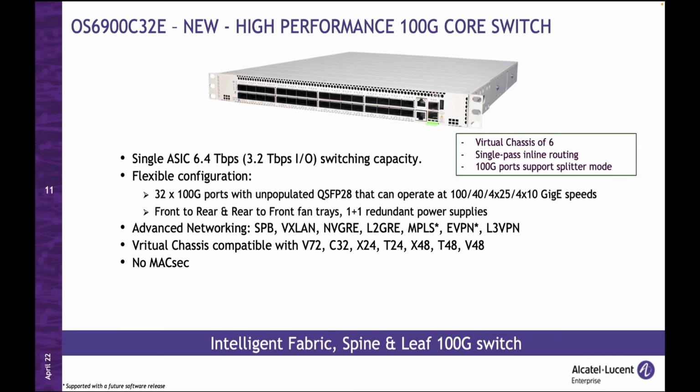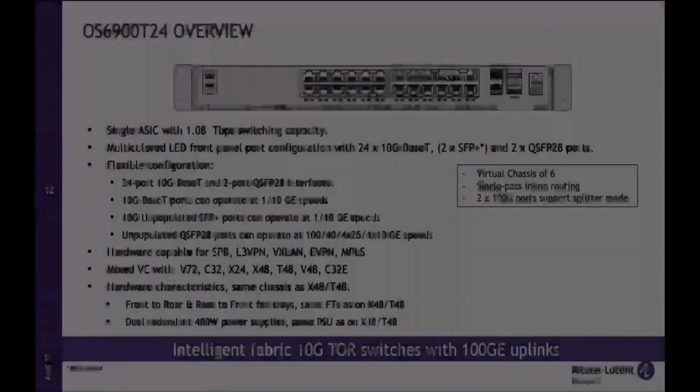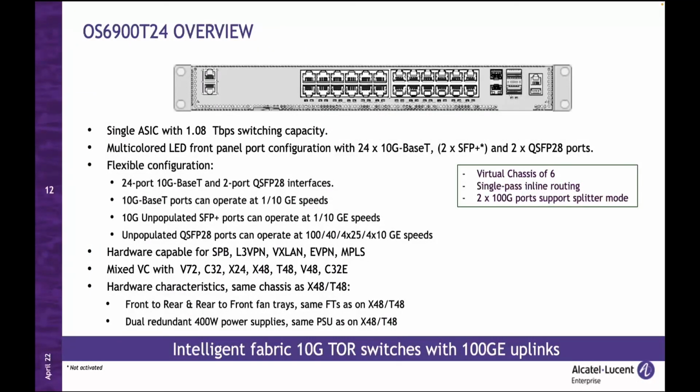The T32E, like other new 6900s, supports virtual chassis with up to 6 units in a single VC. It's a great advantage for many customers, who can simply put together 2 switches to have full hardware redundancy of a spine with multiple active links all together to all top-of-rack switches. As top-of-rack switches, we will soon launch the 24-port version of the T48. The new T24 and X24 on the next slide share the same hardware as the T48 and the X48.